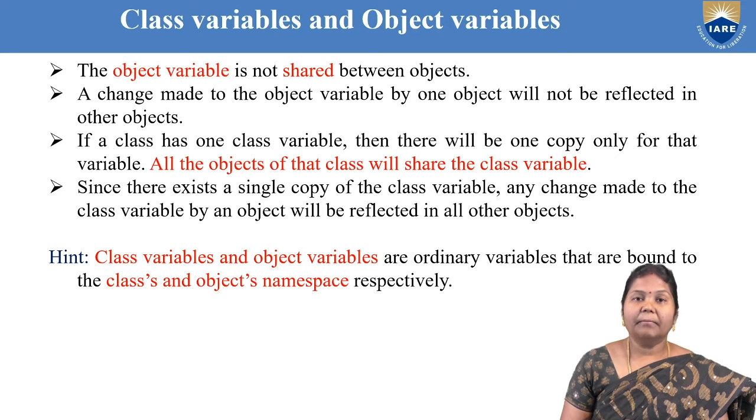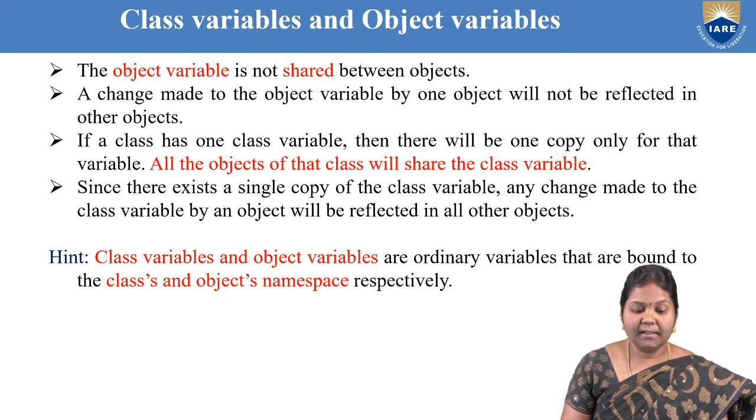So, any change or modification you do to an object variable will not be reflected in the other object variables. But if a class has one class variable, there will be only one copy of it, and all the objects of the class will share that variable. So, this is the major difference between class variable and object variable. Now, since there exists only a single copy of the class variable, any modification made to the class variable is reflected in all the objects.